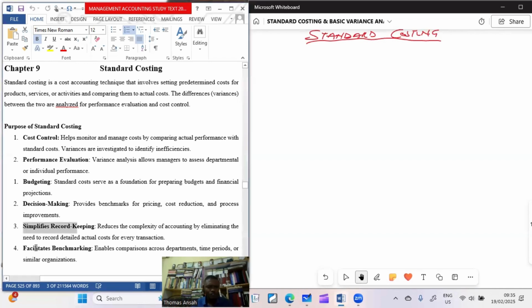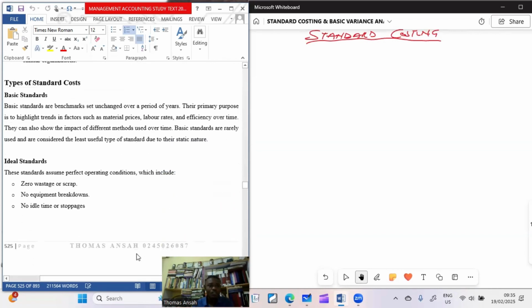So that is that. So it facilitates benchmarking. Why? Because it enables comparison across departments and time periods or similar organizations, all right? So it's like saying that it helps you to do comparatives. Okay, so basically that is that.